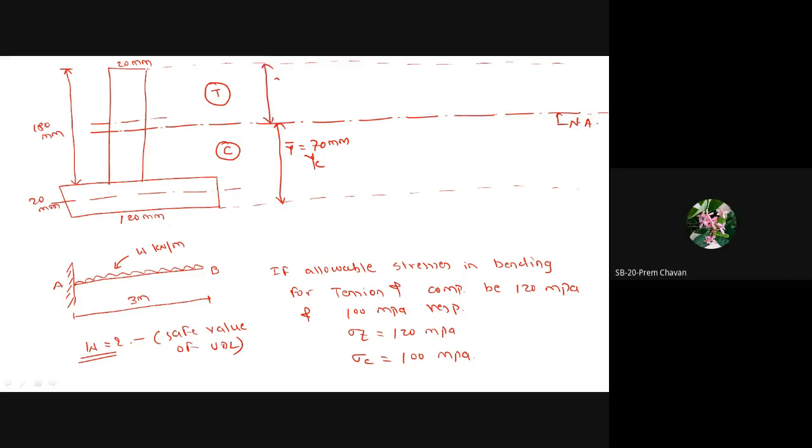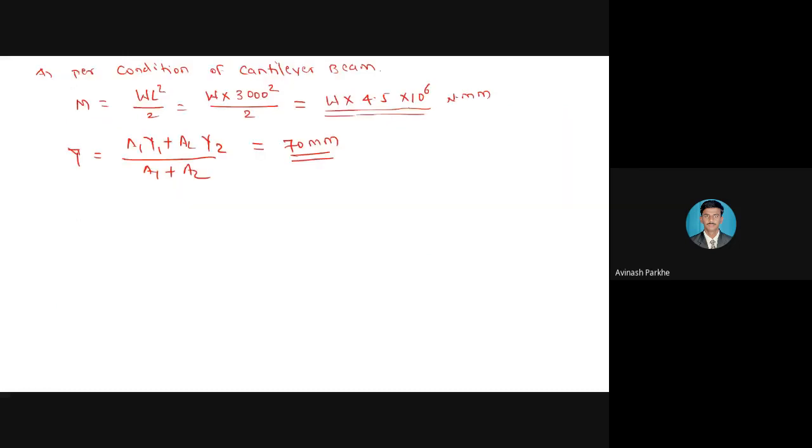And Sir, Y bar 88.94. Which one? Y bar. Do the calculations properly. Use the proper formula. So this 70 mm, this is correct.